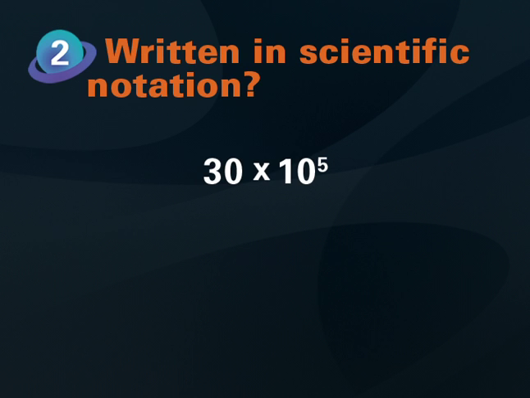In problem 2 of practice set 3, tell whether 30 times 10 to the fifth power is written in scientific notation. No, this number is not written in scientific notation. The first factor is not less than 10.